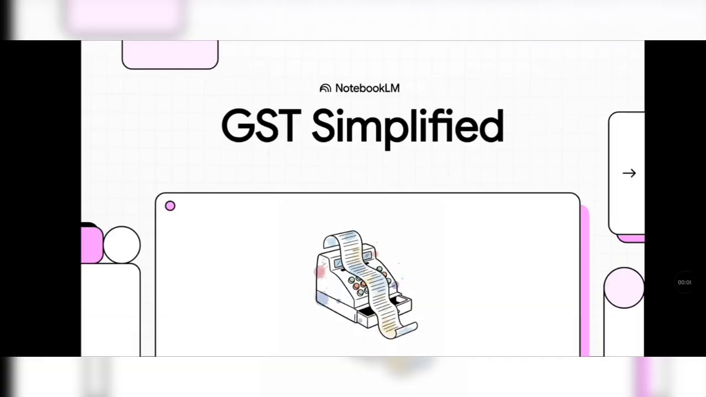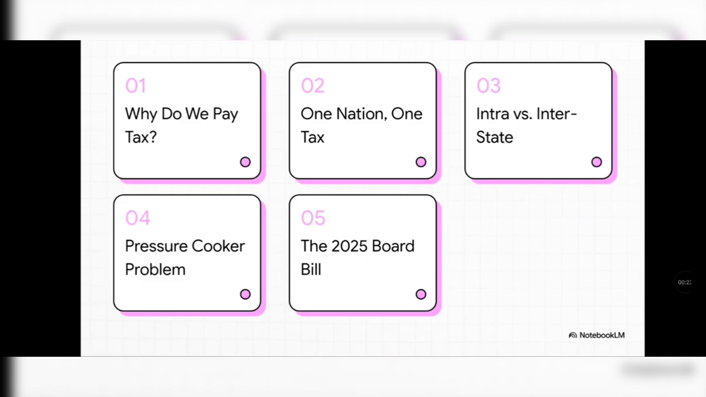Hey everyone, and welcome. Today, we are going to break down what is easily one of the most important chapters for your board exams, Goods and Services Tax, or, as you know it, GST. My goal here is to make this super simple, really clear, and get you totally prepped for any question they can throw at you. Okay, so here's our game plan.